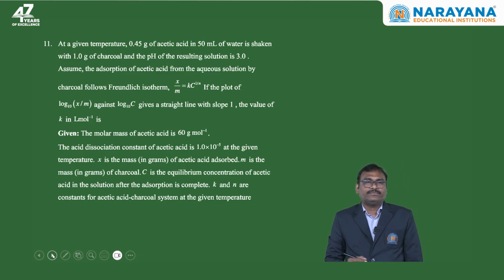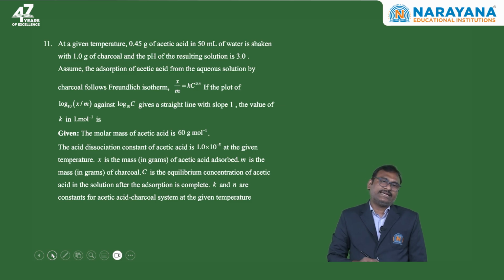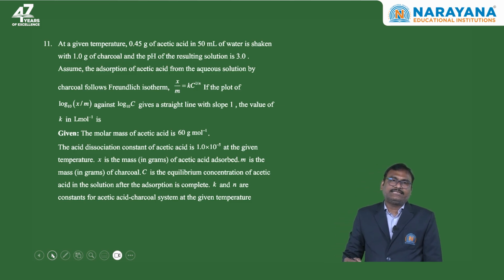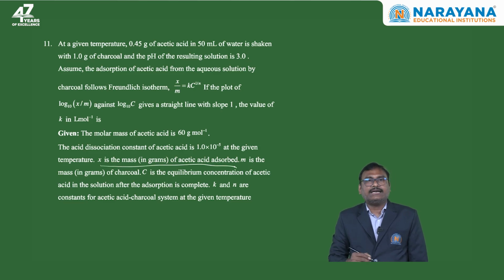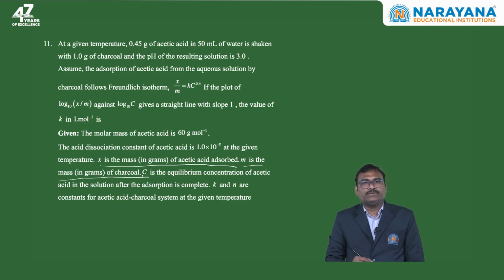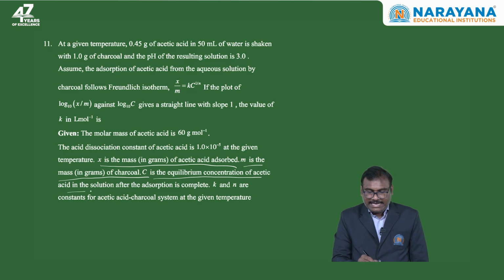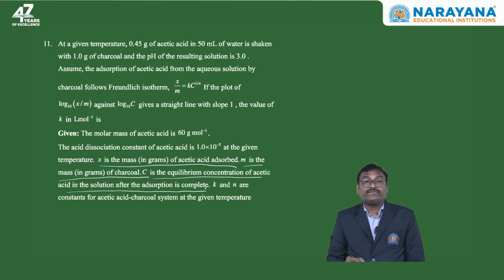The value of k in liter per mole: what are the given things? The molar mass of acetic acid was given, the acid dissociation constant of acetic acid was given, x is the mass in grams of acetic acid adsorbed, m is the mass in grams of charcoal, c is the equilibrium concentration of acetic acid in the solution after adsorption is complete.